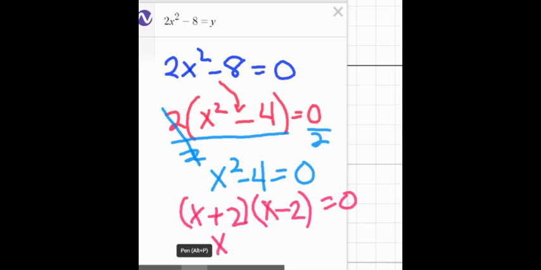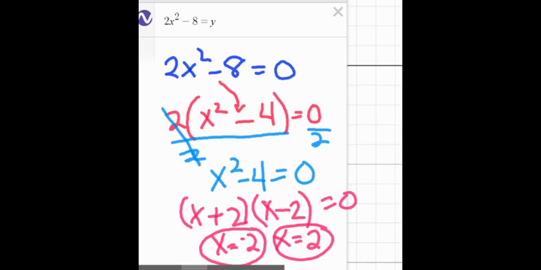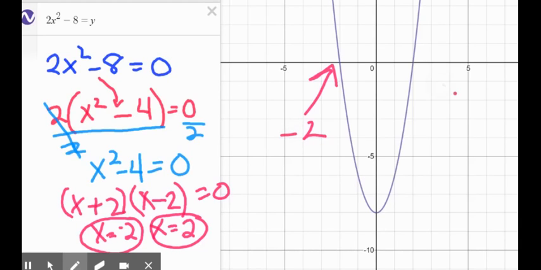If I have x plus 2, remember we have the opposite, x equals negative 2. And if I have x minus 2, I have the opposite, x equals positive 2. So my answer is x equals negative 2, x equals positive 2. And notice that that matches with what you got on the graph.